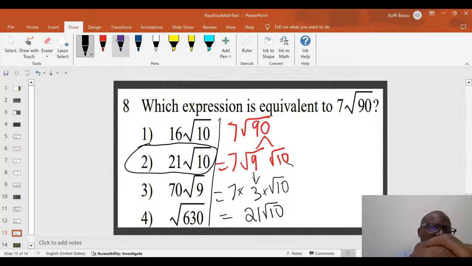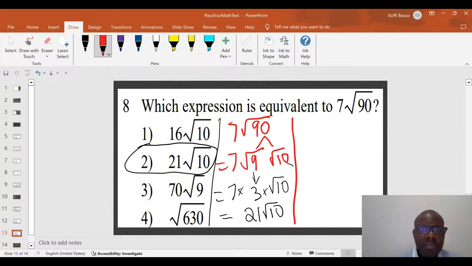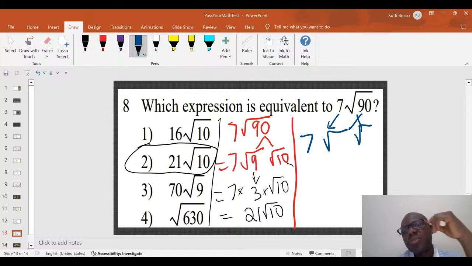Suppose someone wants to use a different method, which is also fine. So here you keep the 7, the regular 7. Now the radical, you break it down as the square root of. We try to see if you can divide this number by 2. Yes, you can divide by 2. So you get 45, and you get 2 here. 45 is not a perfect square. 2 is not a perfect square. That means we need to continue.